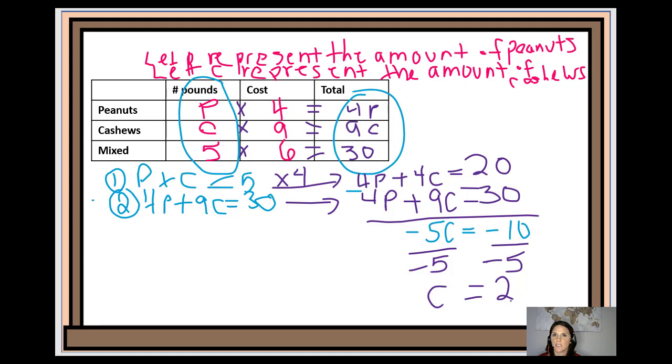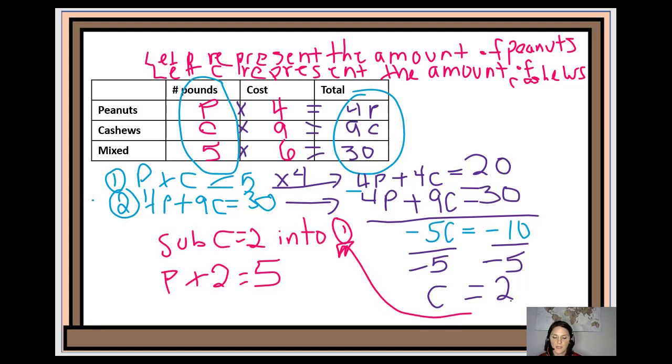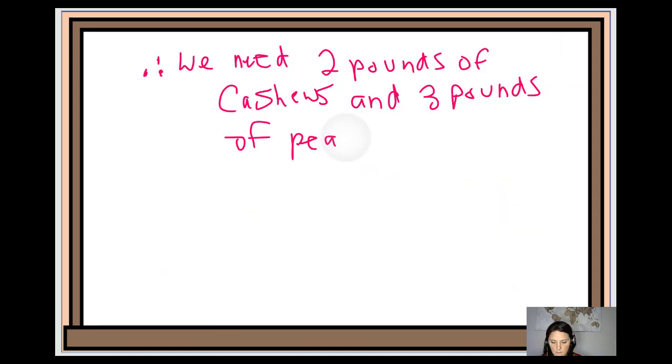Next, we are going to substitute C equals 2 into equation number 1 and solve for P. So when we substitute in for C equals 2, P plus 2 equals 5, and then we're going to subtract 2 from each side. So P equals 5 minus 2, which is 3. Our conclusion is that we need 2 pounds of cashews and 3 pounds of peanuts. Let's go ahead and write our conclusion. Therefore, we need 2 pounds of cashews and 3 pounds of peanuts.